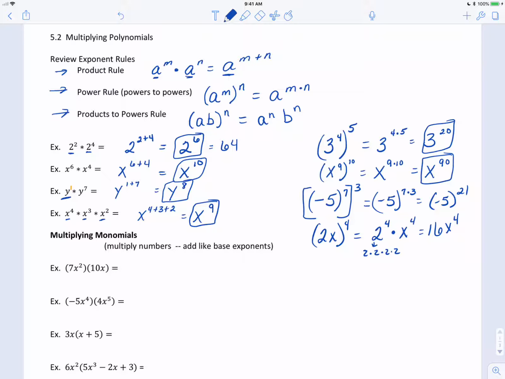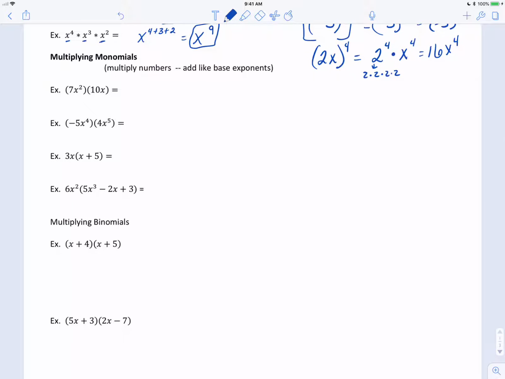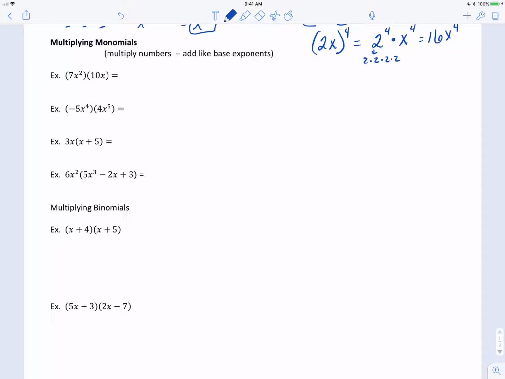And so just keep in mind those are the rules that we're going to be using for some of this section. So now we're going to multiply some monomials, okay? So we're going to multiply the numbers, but then add those like base exponents. So here we've got 7x squared and we're multiplying it times 10x.